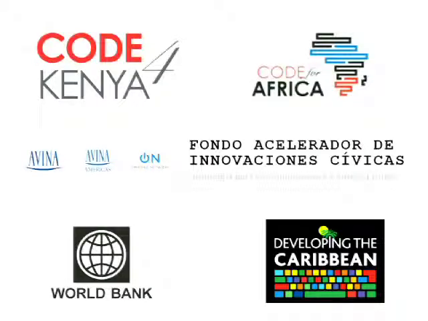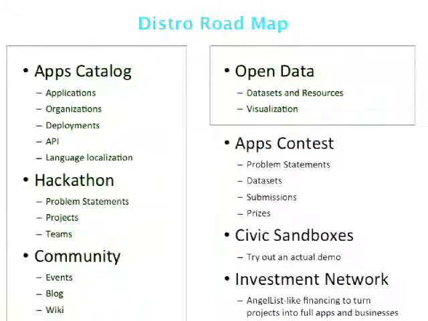This is now taken off worldwide. Code for Kenya, Code for Africa, developing the Caribbean, an organization called Avina down in Latin America. They're all deploying OpenCivic-based app catalogs to be repositories for their metadata about the apps that they're using where. So this is really becoming a worldwide thing.